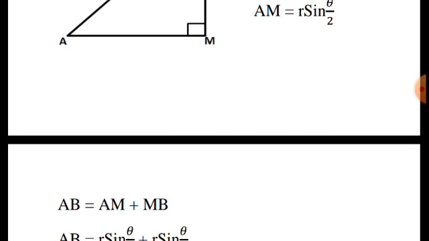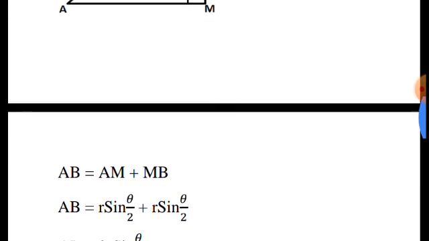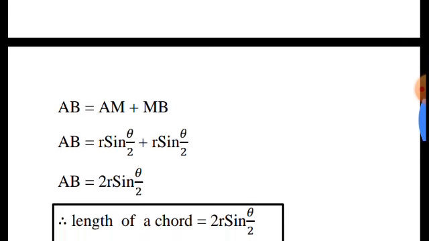remember that we said that length AB, which is the length of a chord, is equal to AM plus MB. And from our solution, our AM gave us R sine theta over 2, and our MB also gave us R sine theta over 2. So AB will just be the addition of AM plus MB, and that will give us R sine theta over 2 plus R sine theta over 2.